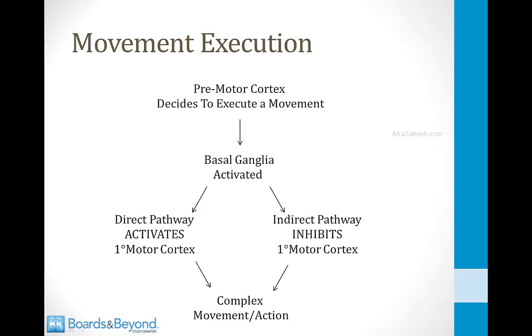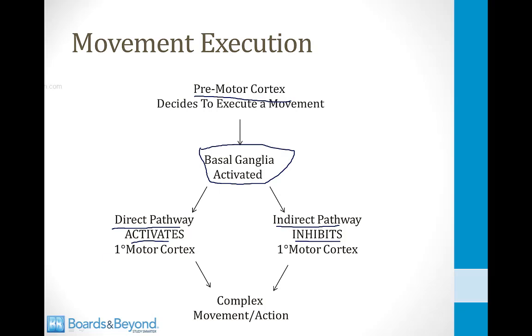So to explain this in a little more detail, imagine that you want to do a complex maneuver like play a guitar chord. Your premotor cortex will decide to execute this movement, and it will activate the basal ganglia. The basal ganglia will then use something called the direct pathway to activate muscles that are helpful to playing that guitar chord. It will then also use something called the indirect pathway to inhibit muscles that are not helpful to that guitar chord that you want to play.